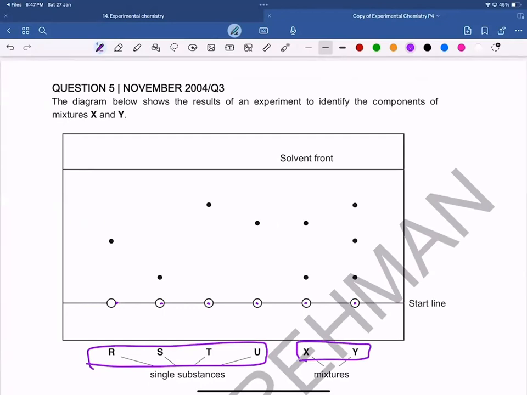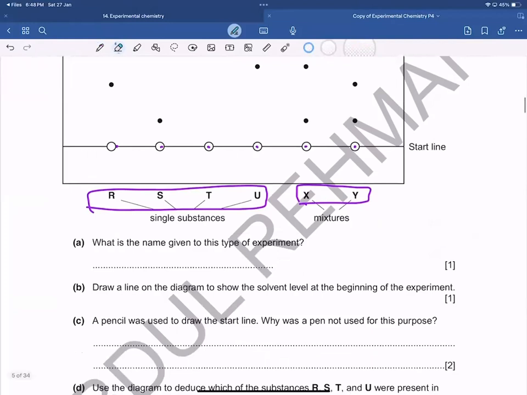Is this clear? Yes, sir. See, in X you are getting two spots. So it means that the spot that we placed initially is made up of these two spots. Because when the solvent travels from bottom to top, see here they have mentioned the solvent front, it dissolves these spots and travels along. If there is more than one component, they get separated. That's what happens in chromatography. Okay. Now, what is the name given to this type of experiment? Chromatography.